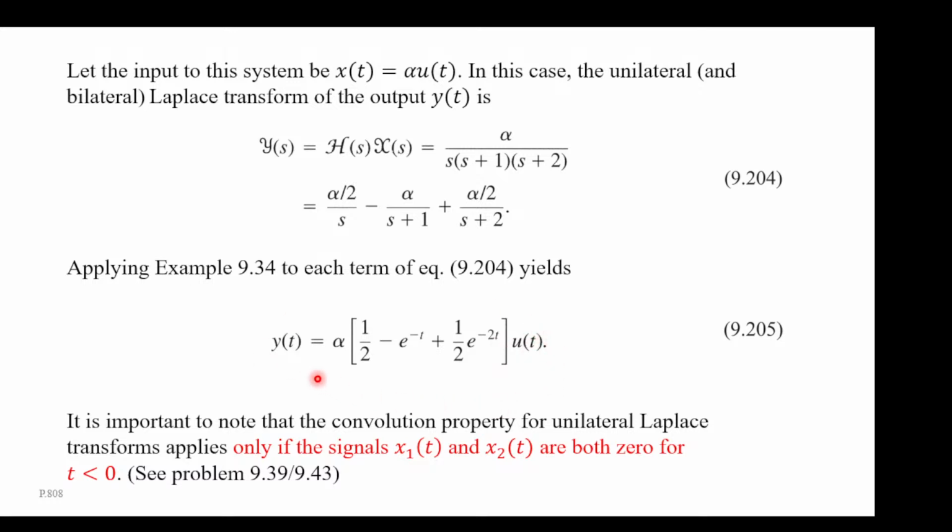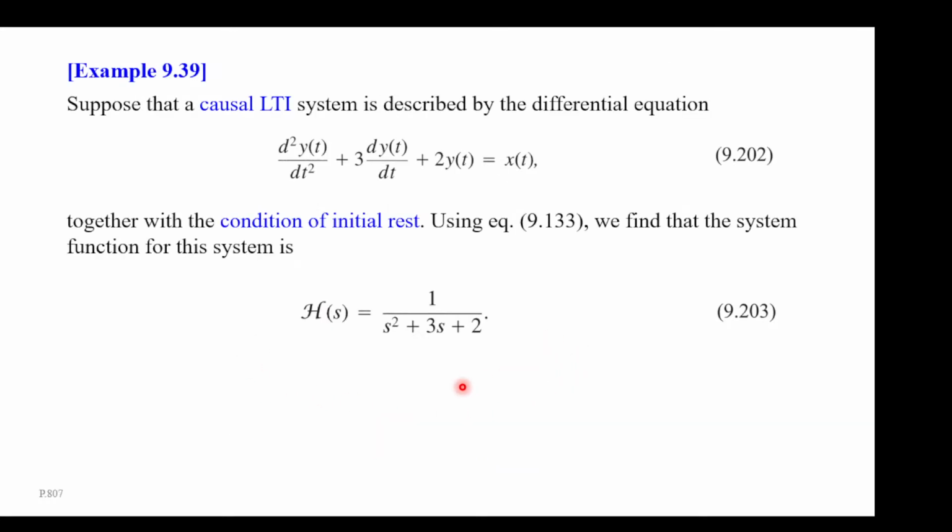Okay, so you see that this is the same as the bilateral Laplace transform, picking the ROC being the right side. Okay, so this also agrees with our analysis of the bilateral Laplace transform. So for the bilateral Laplace transform, we will also do the same thing.